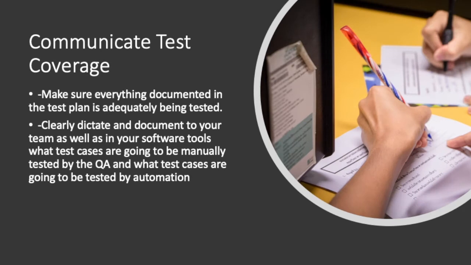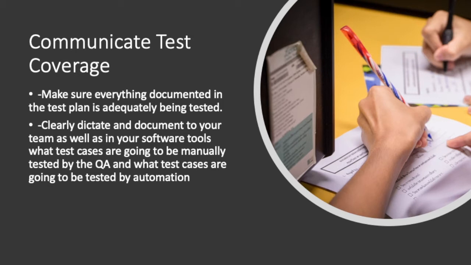Next is communicate test coverage. Depending on your team structure, a manual QA tester may be responsible for creating a test plan for testing the application. This test plan should at minimum include everything in the requirements documentation gathered from the product owner. Next, you want to make sure everything documented in the test plan is adequately being tested. There should be a test case for every possible scenario that the application being tested could possibly experience.